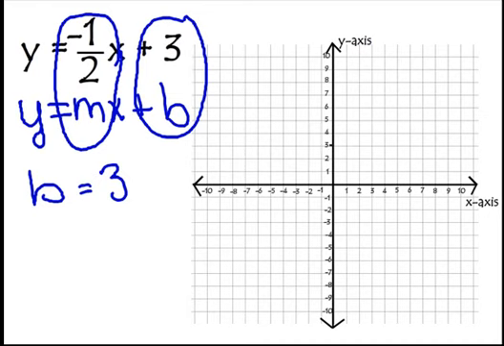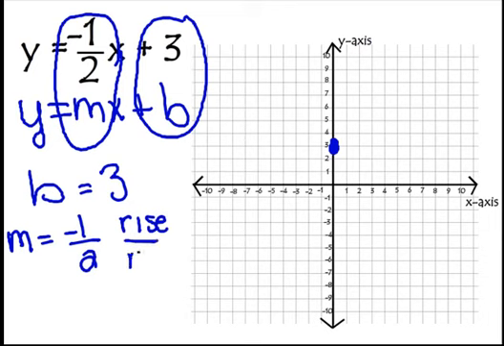Now, the y-intercept means where it crosses the y-axis. So I'm going to put a really good dot here at 3. Now I'm going to look at my slope. M equals -1/2. Now that means rise over run. Instead of going up like I'm used to doing, I'm actually going to go down in the negative direction because it's a -1. My run is still positive, so I'm going to go in the positive direction.